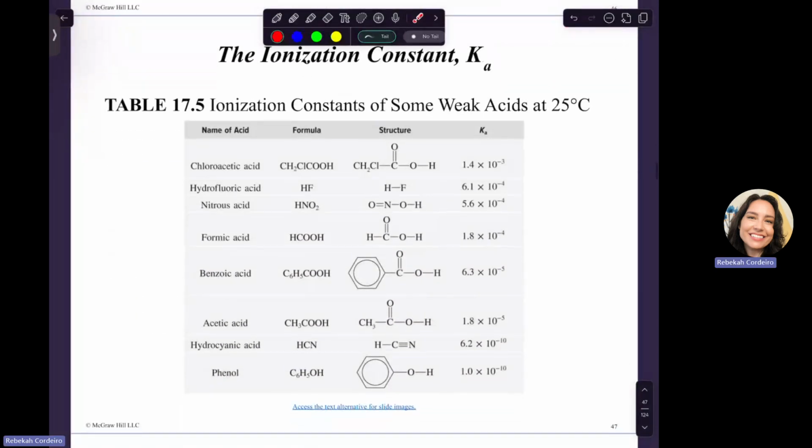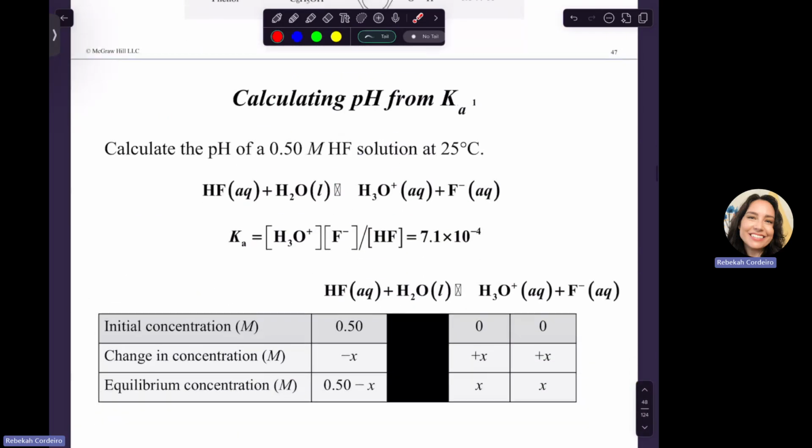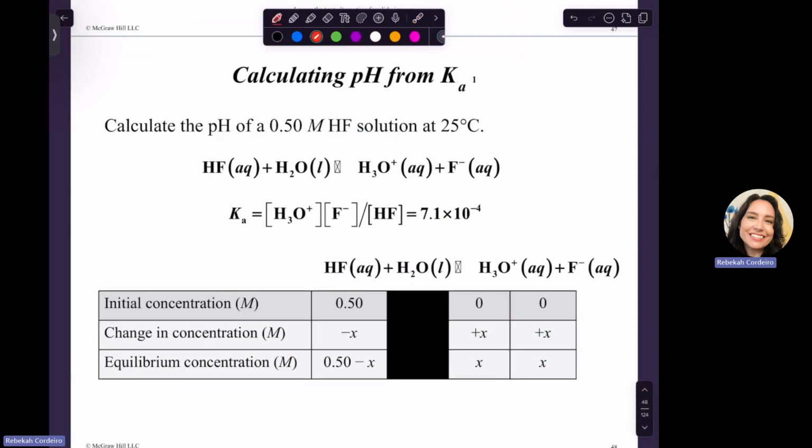Here are some Ka values for some different weak acids. Remember, if it's not strong, it's weak. So you memorize those strong acids, and then you know the rest of them are weak. And these are just some Ka values. And if you know what we can do with Ks, we can do amounts, we can do ICE tables, right? So this is nothing new. This is just an application of what you've already known for ICE tables.